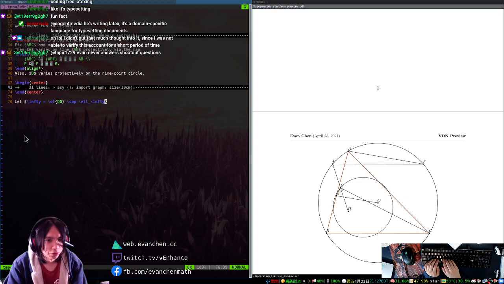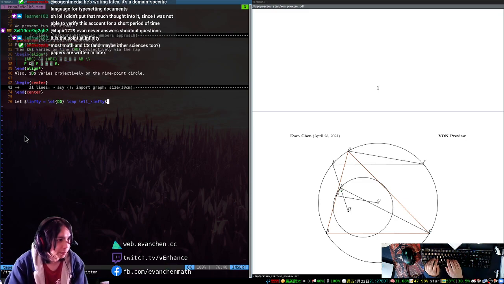Yeah, this is LaTeX. This is for a typesetting document. It's used in math because it makes typing math easier.